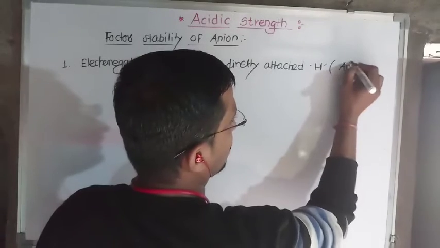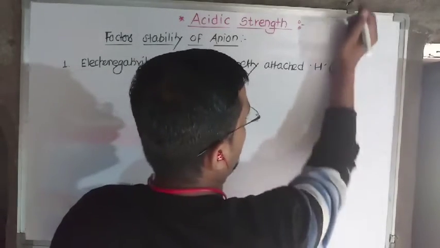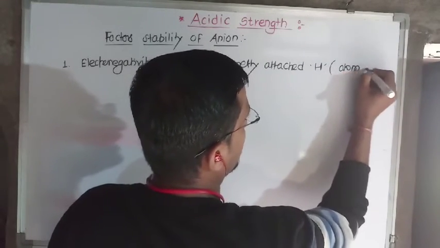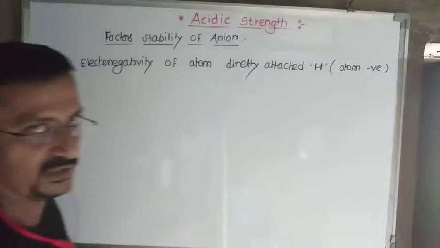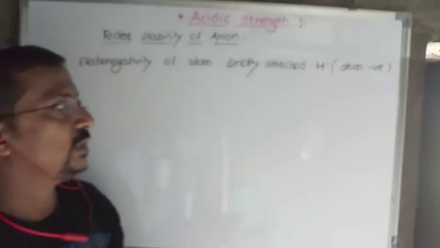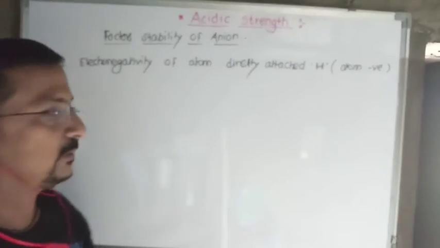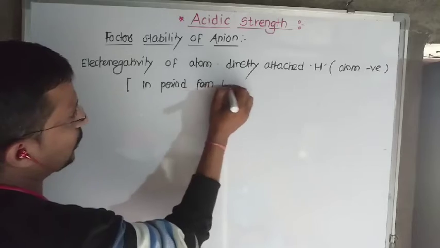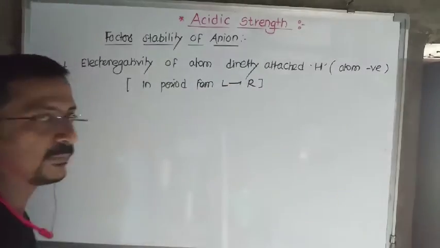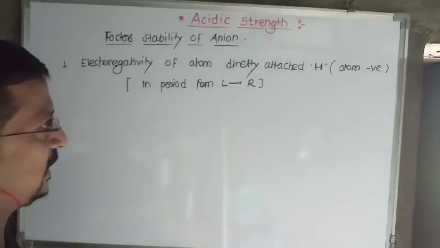That is, we have to consider the electronegativity of the atom carrying negative charge, or the electronegativity of the atom which is directly attached with hydrogen in the molecule. Now remember well, this concept is applicable only in a period from left to right.